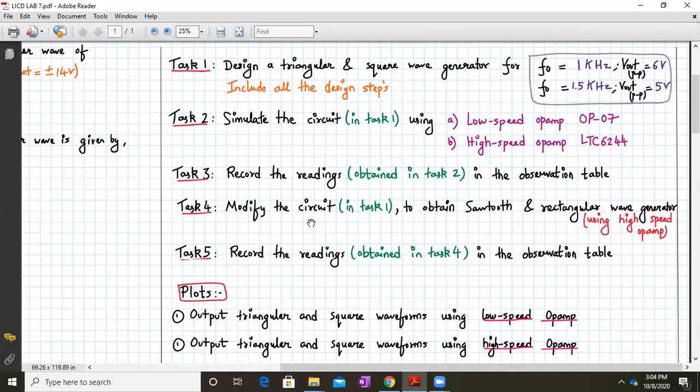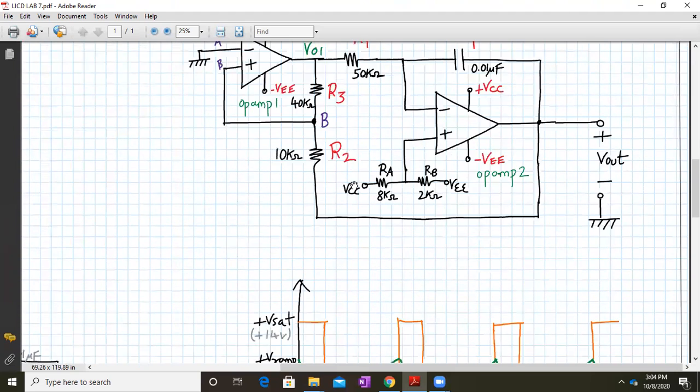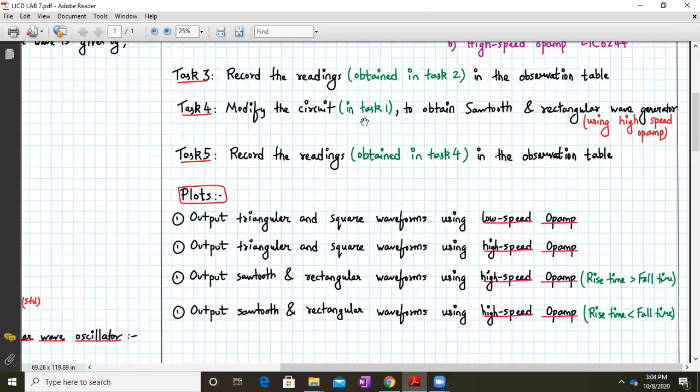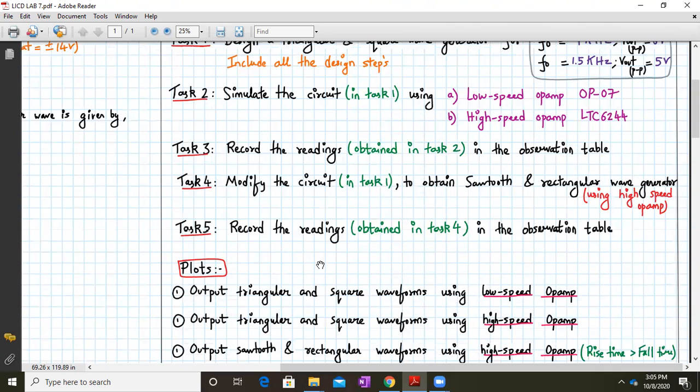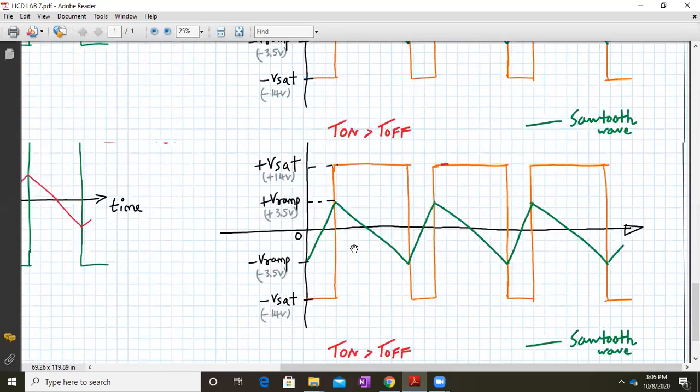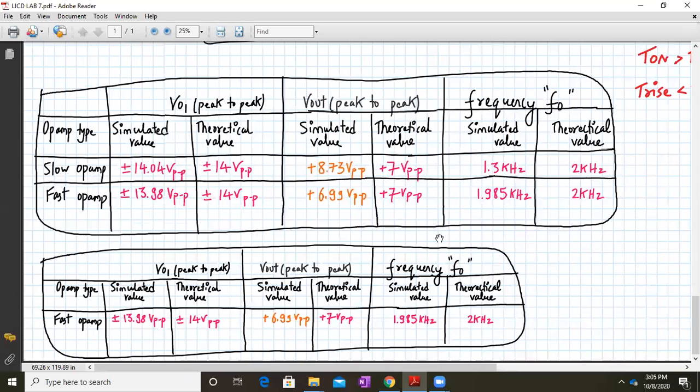Next is to modify the circuit in task 1 to obtain the sawtooth and the rectangular wave generator using only a high speed op amp. So here it is. This is the modification required, RA and RB resistors are externally required to obtain the sawtooth and the rectangular waveforms. And the task number 5 is to record the readings obtained in task number 4 in the observation table. Okay, so this is the observation table for the sawtooth and rectangular waveforms. I hope that this is clear.